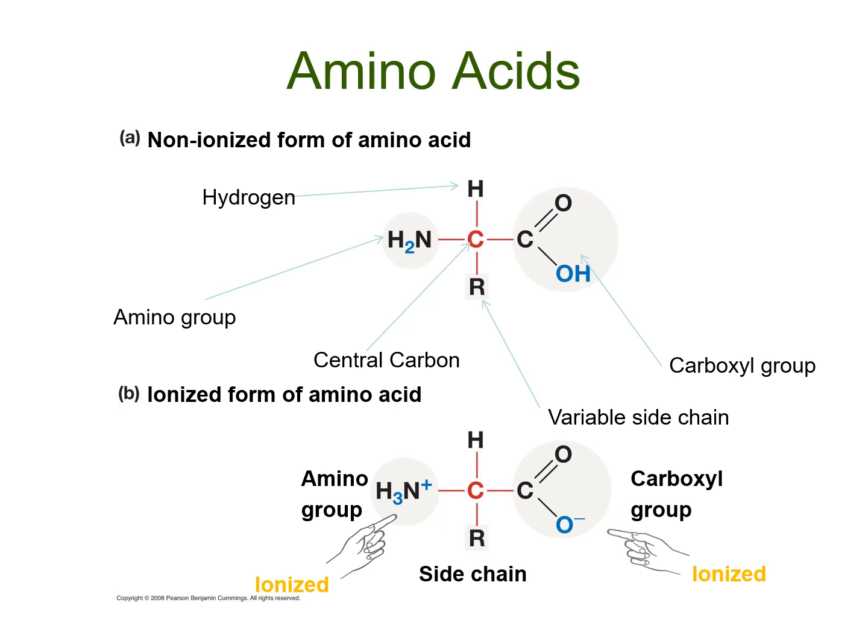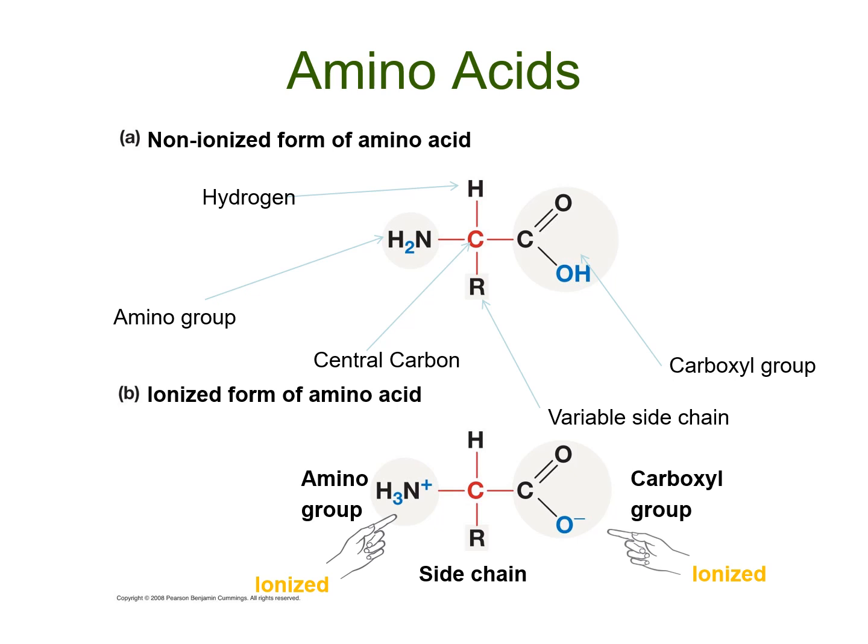Now above that central carbon we have a hydrogen, and then below it you can see that we've got a variable side chain, a functional group. And there are 20 different things that could be where that R is. So that R is just representing the 20 possible things that we could see there.